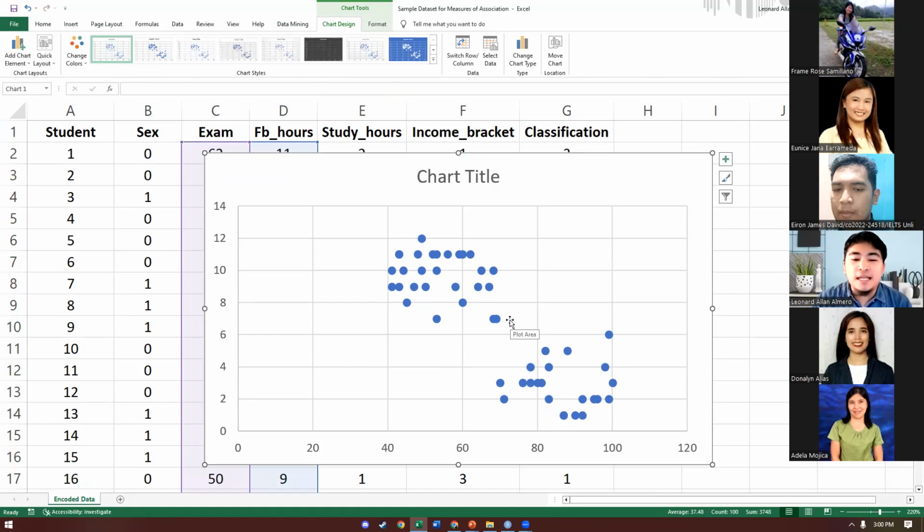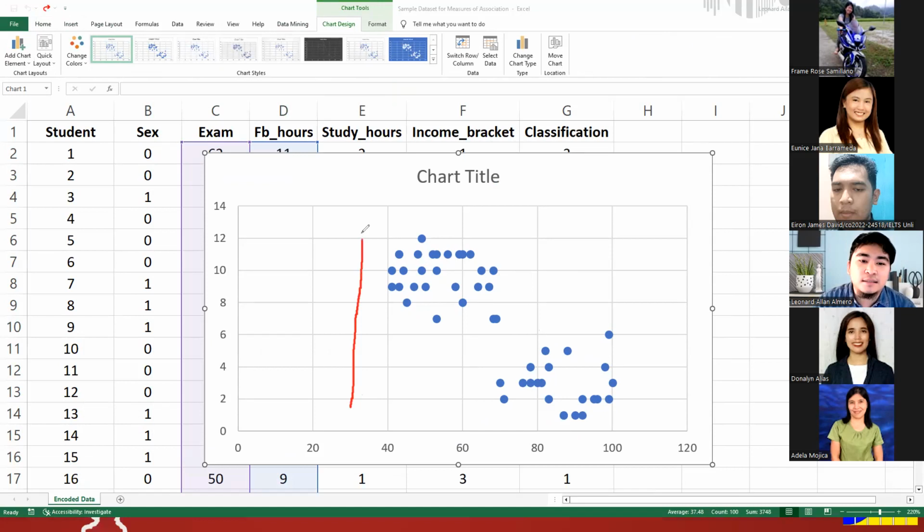Okay? So kung makikita natin, habang tumataas itong ating, ano ba itong nandito sa left side? Facebook hours. FB hours. Habang tumataas sa FB hours, anong nangyayari? Bumababa. Tama? Mas mababa yung exam. So kung makikita natin sa graph, in general, nakaganito siya. Pababa po siya. Tama? Mas mababa yung score. Yes, that's correct. So, may expectation na tayo.